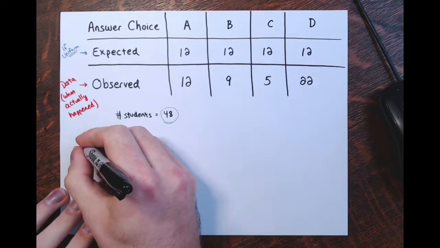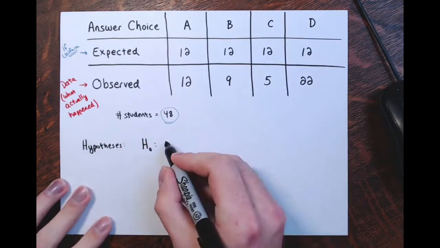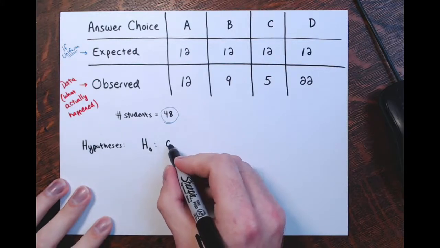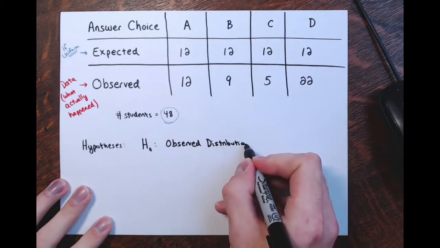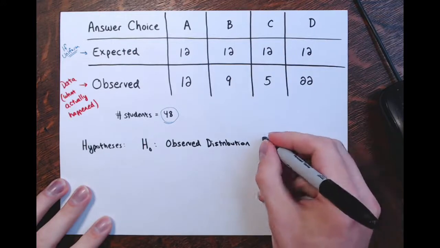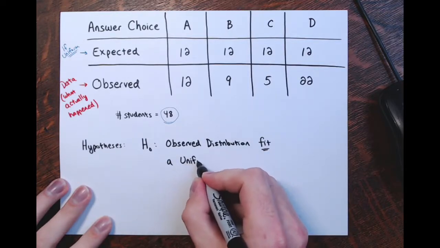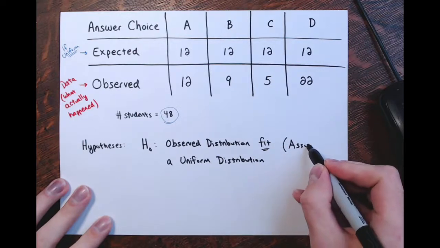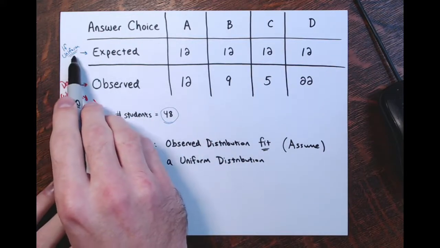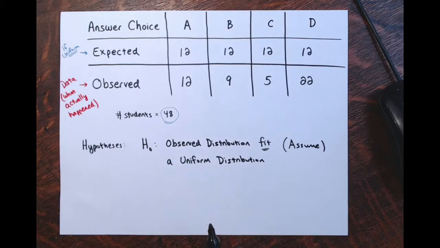All right, so our hypotheses. The null hypothesis is that the distribution of the students' actual answers fits, or is significantly close to, a uniform distribution. This is being assumed, and if I assume this, that's where the expected counts come from. What would you expect the counts to be if you had 48 students and the answers were uniform? You'd expect 12 each to answer A, B, C, or D.